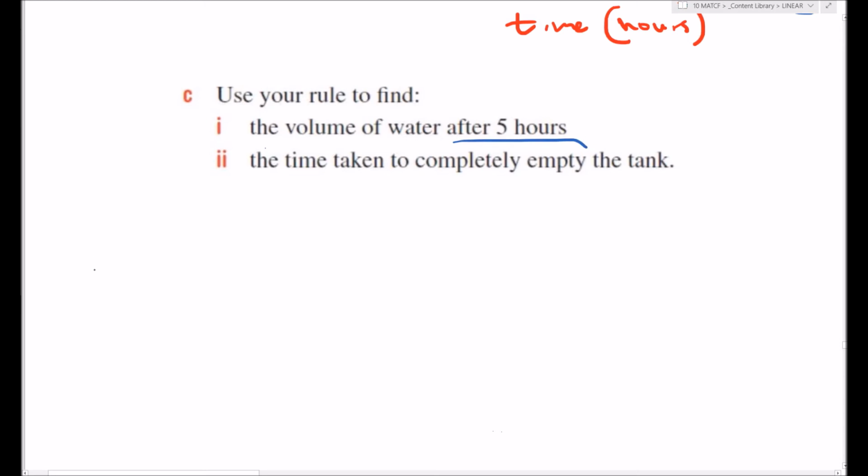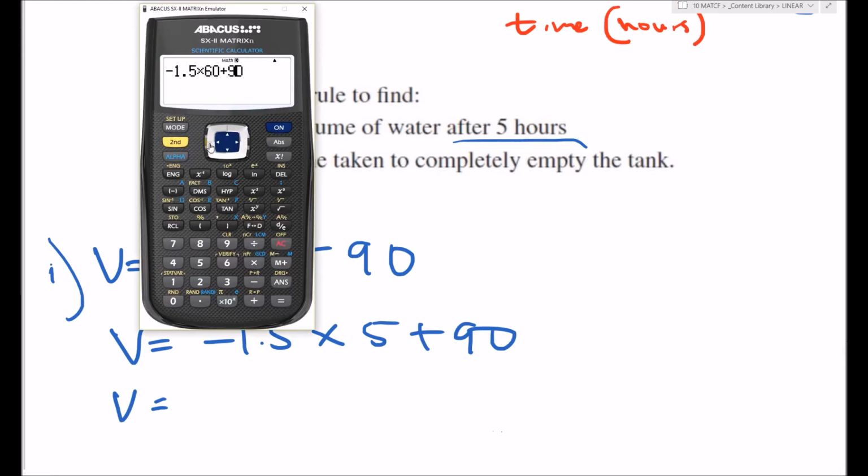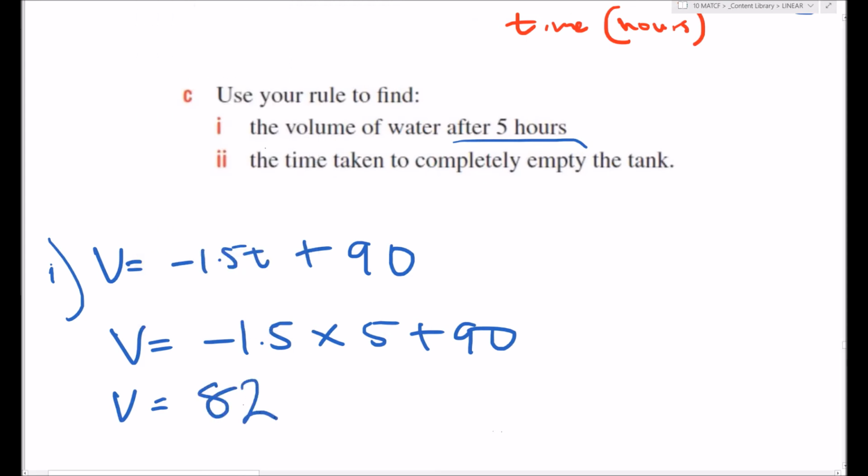Okay, so if I use my rule, v equals negative 1.5t plus 90, what's the value of v if I change t to 5 hours? So this is part 1: v equals negative 1.5 times 5 plus 90. Okay, so what's the value of v? Let's use that, change my formula. So this is now 5, and that should equal 82.5. So that means on the 5th hour, I'll have 82.5 liters left.